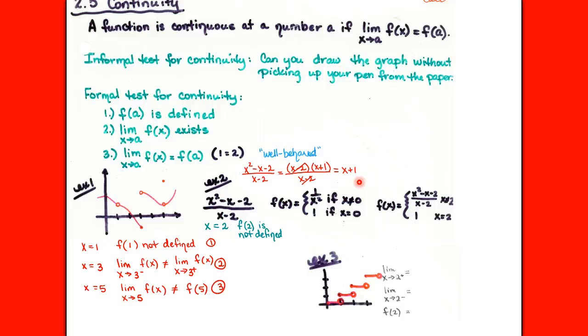All right, look at the next one. For the next one, we've got a piecewise defined function. Where do we typically have trouble with a piecewise defined?